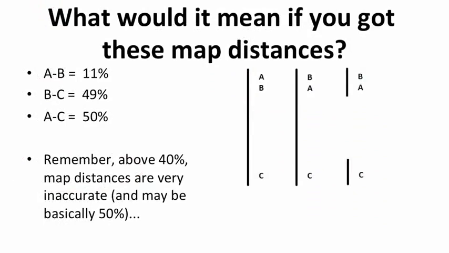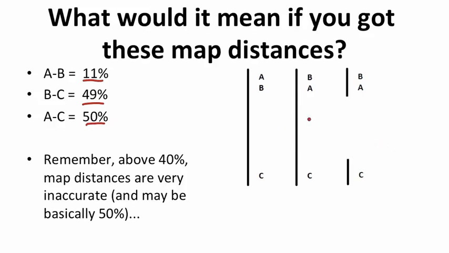Now let me ask this question. What would it mean if you got map distances like this? Let's say between A and B, you got 11% recombination. Between B and C, you got 49% recombination. Between A and C, you got 50% recombination. What would that mean? Well, there's a couple of possibilities here. It could mean that A and B are reasonably close together, and C is really far away on the same chromosome. Just because you have a recombination fraction of 50% doesn't necessarily mean they're on different chromosomes.